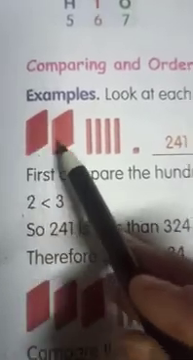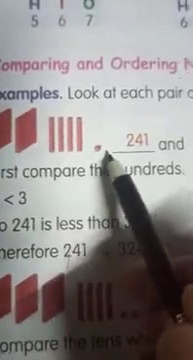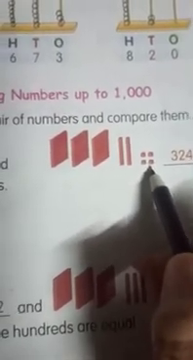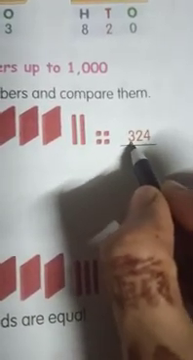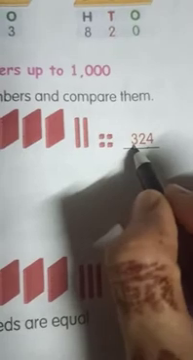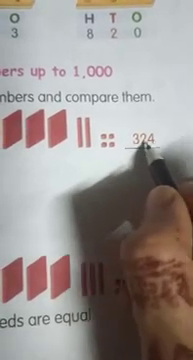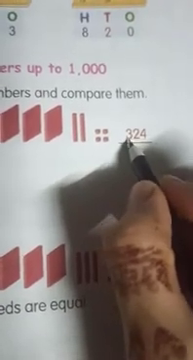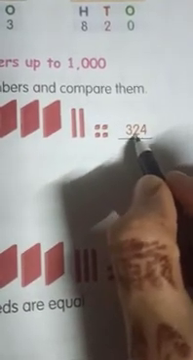So children, look at each pair of numbers and compare. Here we have 2 hundreds, 4 tens and 1 ones, that is 241. And here we have 3 hundreds, 2 tens and 4 ones. So children, in a 3-digit number you should compare the number which is on the highest place, that is ones, tens, hundreds. So which is the highest place here? Hundreds. So in a 3-digit number you should compare the hundreds.